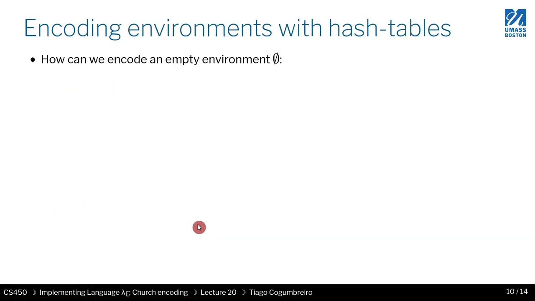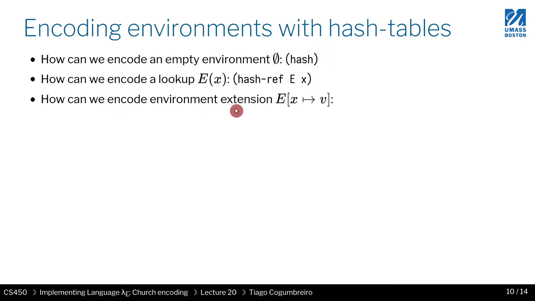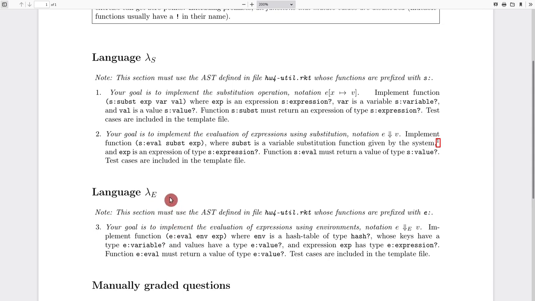Let me go back. Okay, so what is the empty set? The empty set represents calling empty hash. Looking up represents hash-ref. Extending the environment represents hash-set!. And this is all that you will need for exercise 3, right?